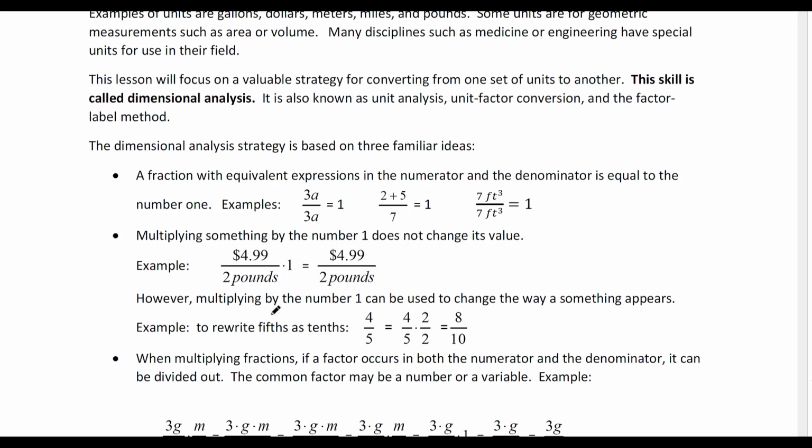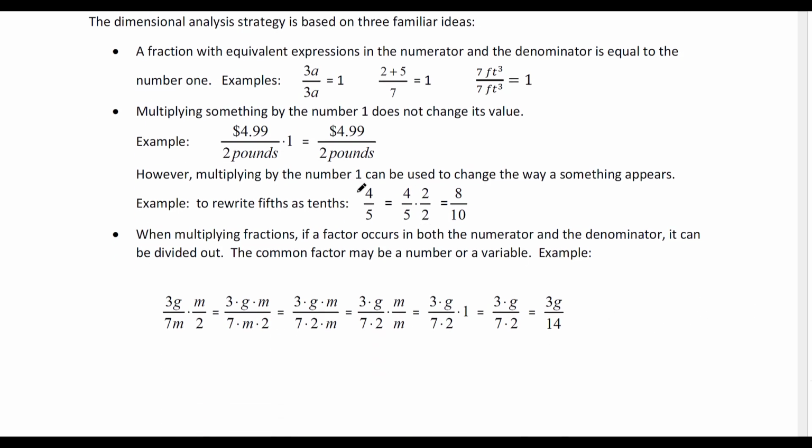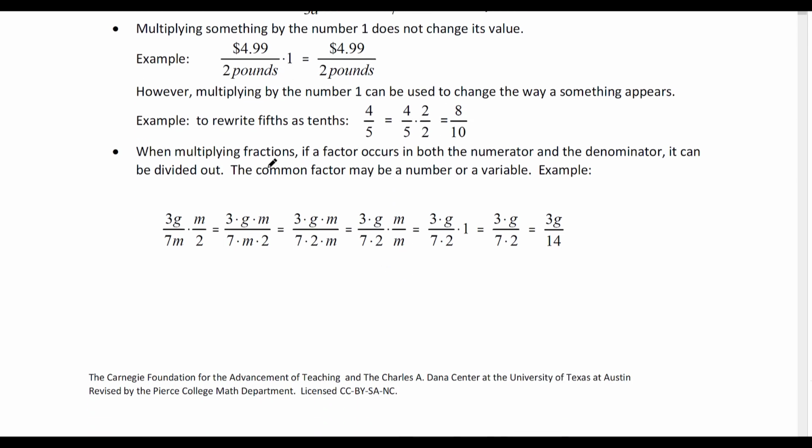However, multiplying by the number 1 can be used to change the way something appears. So like I said, it changes the appearance, but not the value. 4/5 times 2 over 2 is 8 over 10. So 8 over 10 is still 4/5. When multiplying fractions, if a factor occurs in both numerator and denominator, it can be divided out. The common factor may be a number or a variable.